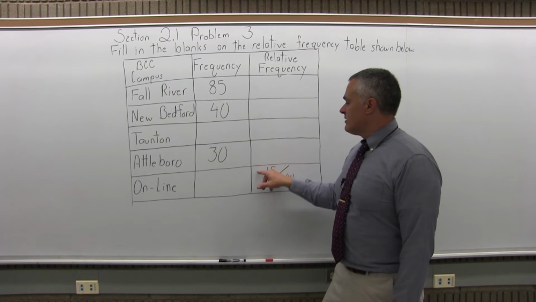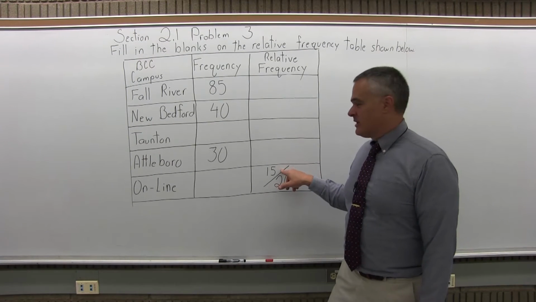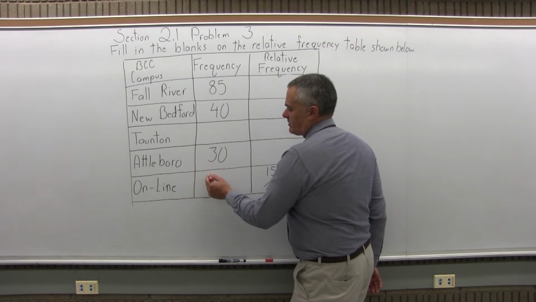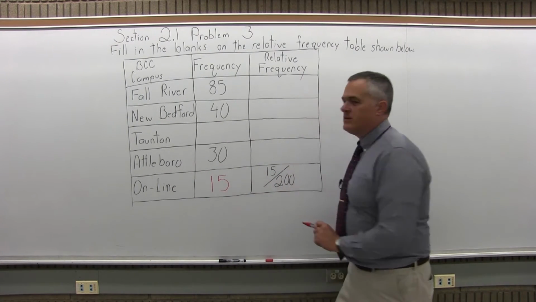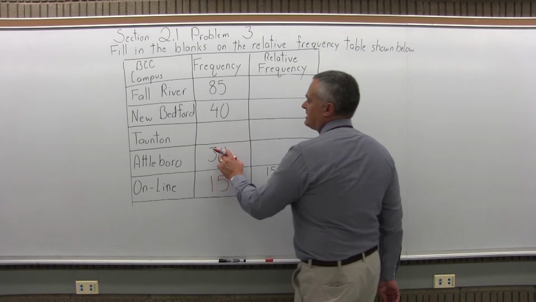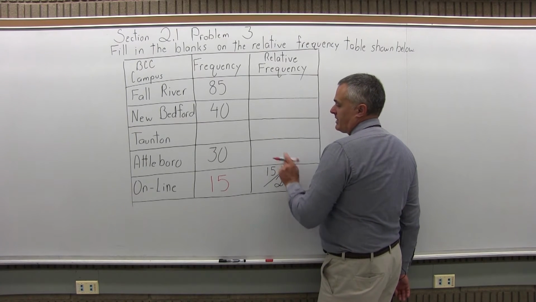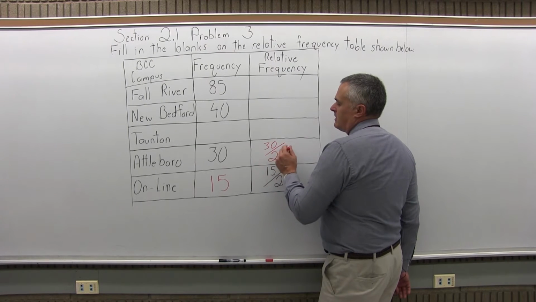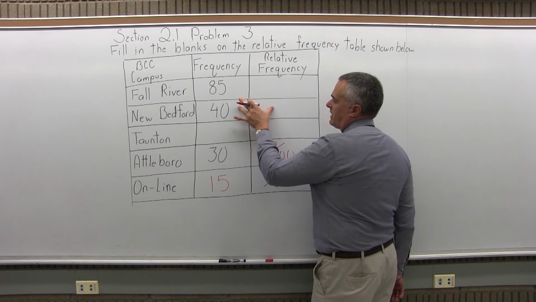What you notice here in the bottom row, we have a relative frequency of 15 over 200. So that's telling me that the frequency for the bottom category, which is online, would be 15, and that the total is 200. So now the next line up, I have a frequency of 30 over the total would be 200, the denominator for the one relative frequency that I know. The next line up, Taunton, is blank. I just have to leave it blank for now. So I'll come back to that one.